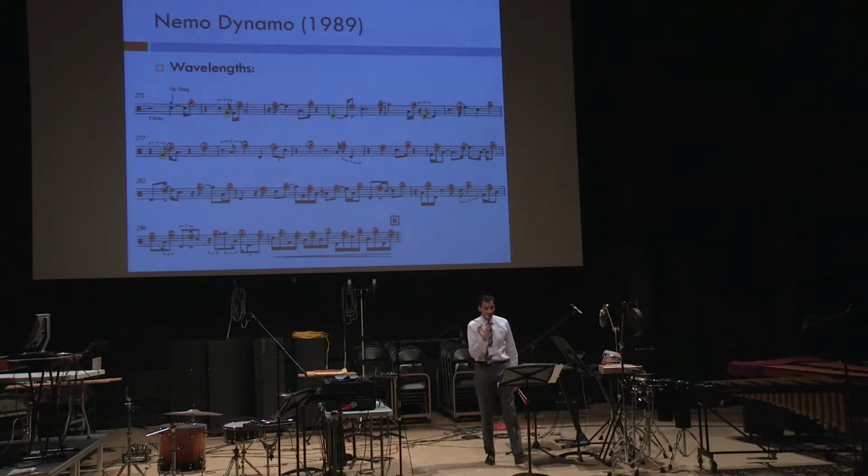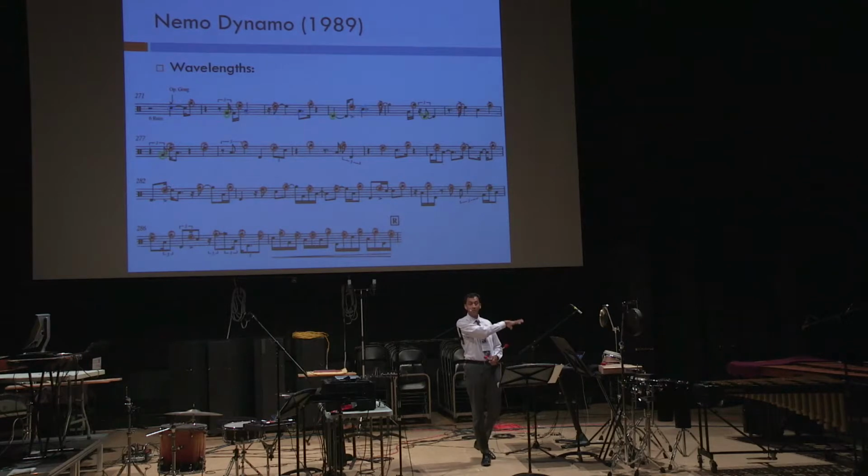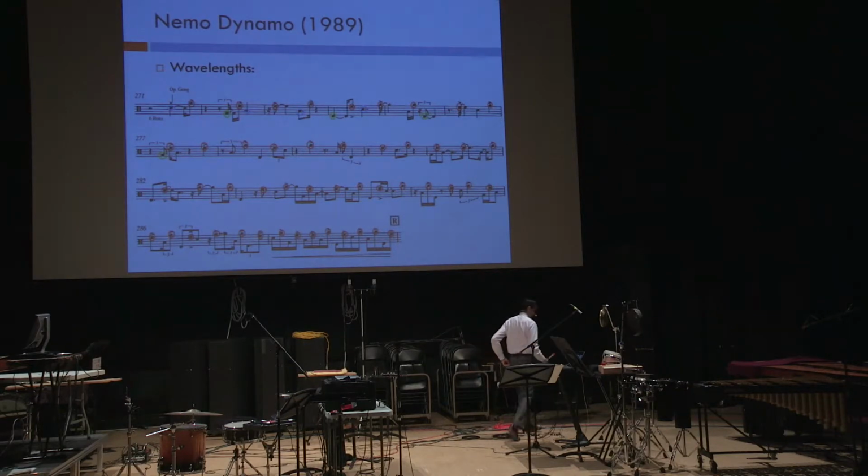So I'll play a little bit of an excerpt of Nemo Dynamo, and as you listen, watch in particular my right hand for the various hierarchies of the infinity series moving through the pairings of instruments. So there's a pair of bongos, a pair of rototoms, and then the concert toms. So I'll play just a little bit of this for you to hear.